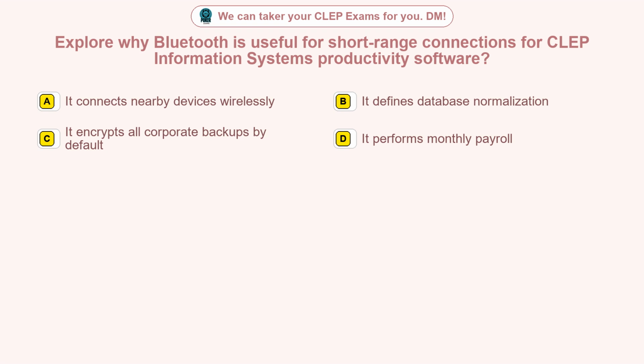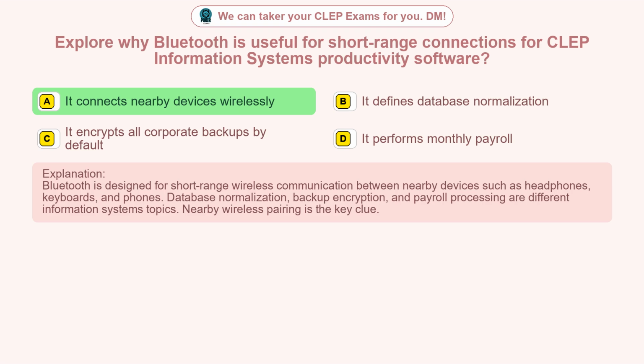Option A. It connects nearby devices wirelessly. Option B. It defines database normalization. Option C. It encrypts all corporate backups by default. Option D. It performs monthly payroll. The correct answer is Option A. It connects nearby devices wirelessly.